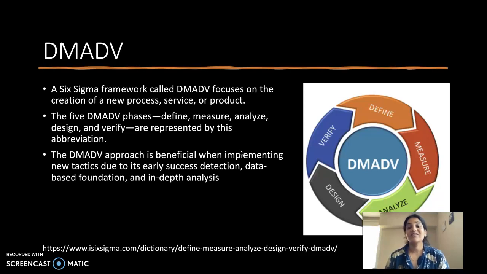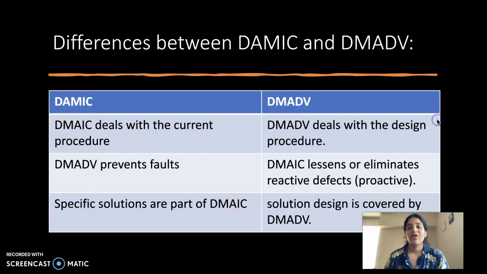Now let us see what the differences are between these two methodologies. As I've quoted here, DMAIC deals with the current procedures, while DMADV deals with the design procedures. DMAIC prevents faults, while DMADV lessens or eliminates reactive defects, which is proactiveness. Specific solutions are the parts of DMAIC, and solution design is covered by DMADV. These are the few differences that I can quote here.